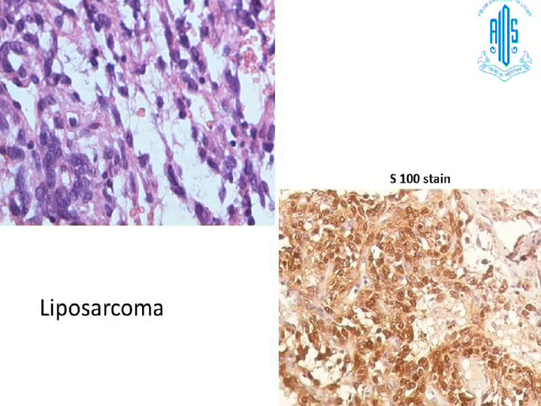Sometimes you do not have the characteristic lipoblasts in your H&E. They are de-differentiated, like this one, very cellular. So you resort to immunohistochemistry, S100, which is positive.